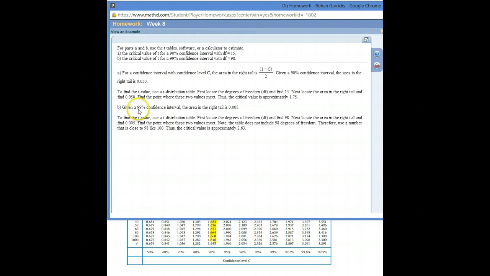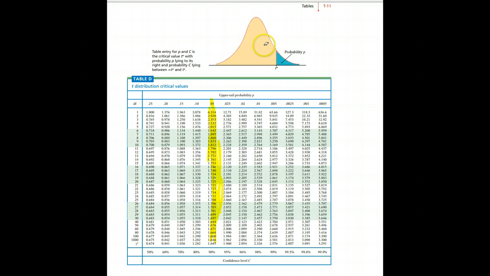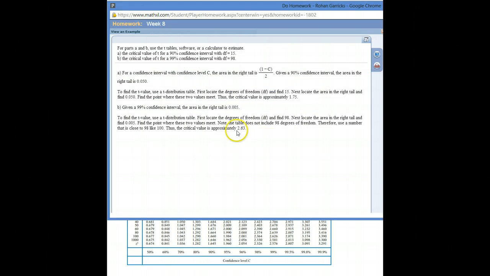Part B, for 99%, we want to find the critical value of t with a 98 degree of freedom. Now for 99%, 1 minus 0.99 is going to be 0.01. Divide 0.01 by 2, you're going to get 0.005. So the probability here is 0.005. Let me just erase what I used previously. So what we're interested in is the probability of 0.005.